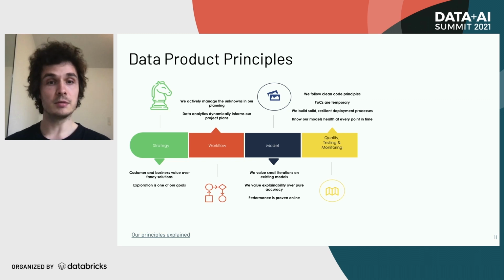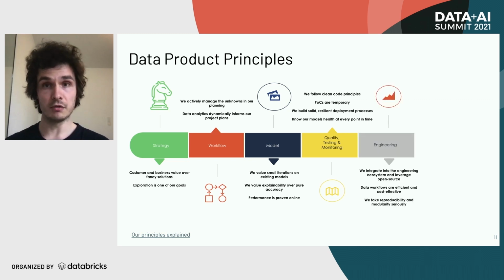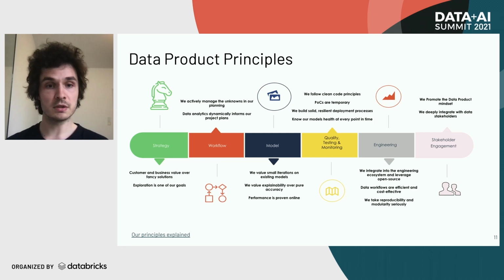Fifth one is about engineering. So how do we build our infrastructure? And here we want to make sure our work is reproducible and modular. And finally, last but not least, stakeholder engagement. How do we engage with partners? And here we want to promote and educate our partners about the data product mindset.